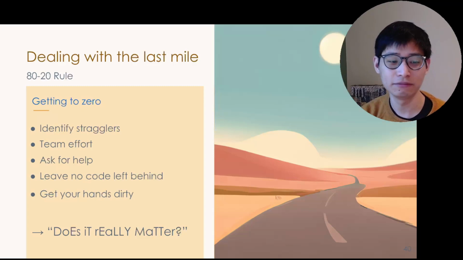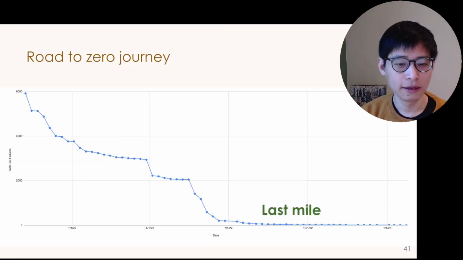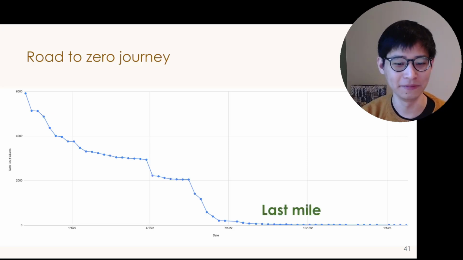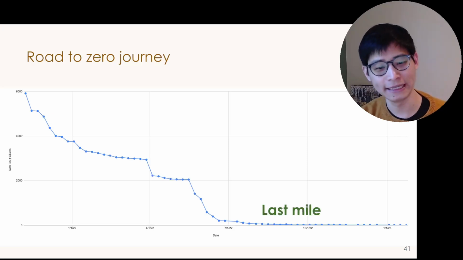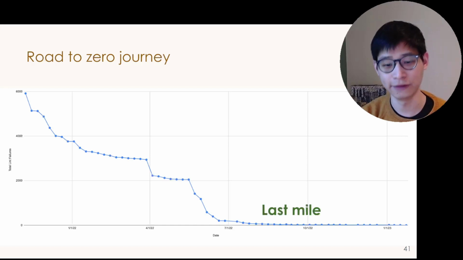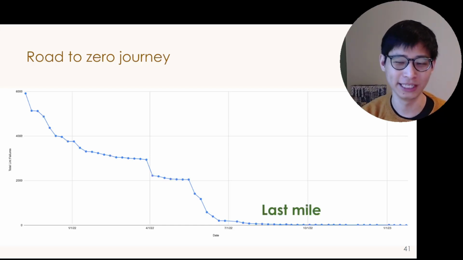But you might ask, does it really matter? Like, why do we need to get down to zero if we've decreased it by 80%? Well, as you can see, the last mile took maybe half the time that it took us to get down to zero. There's a lot of reasons for that. Some of them are trying to convince teams, and some of them are more bandwidth issues.